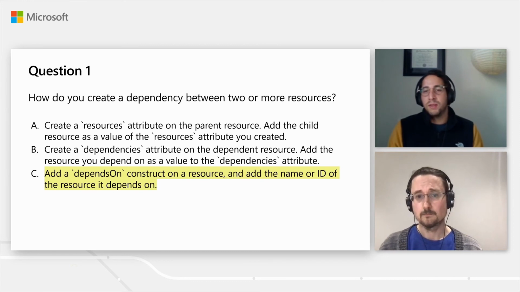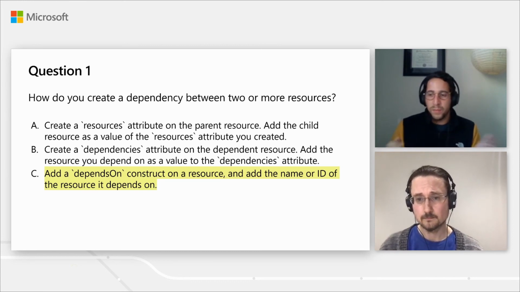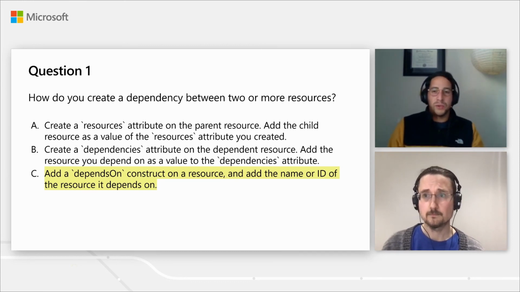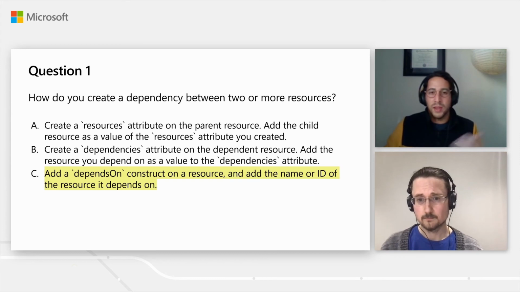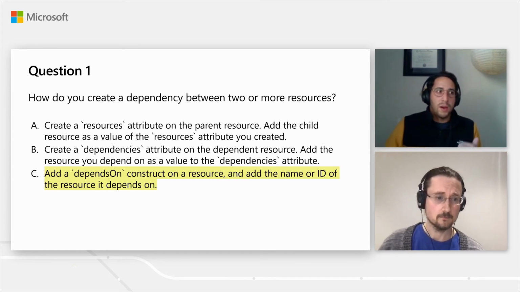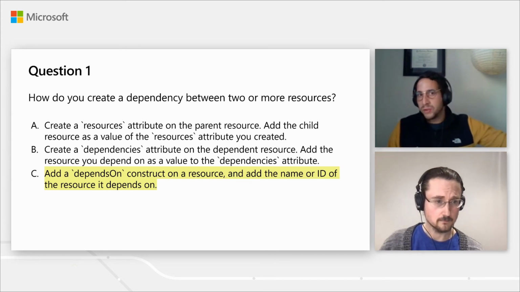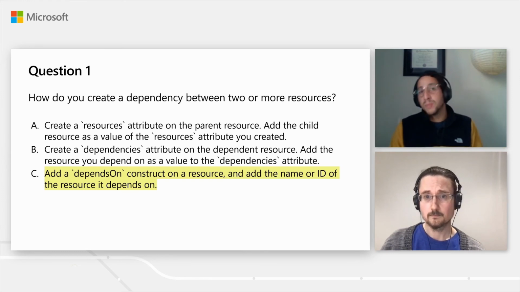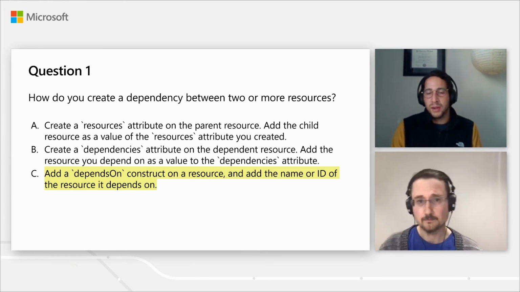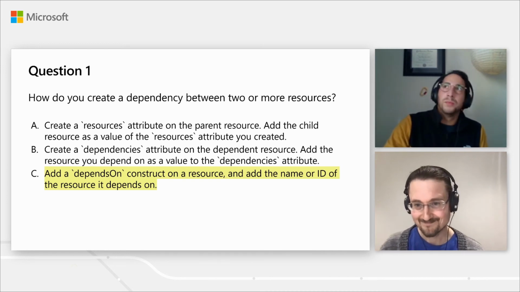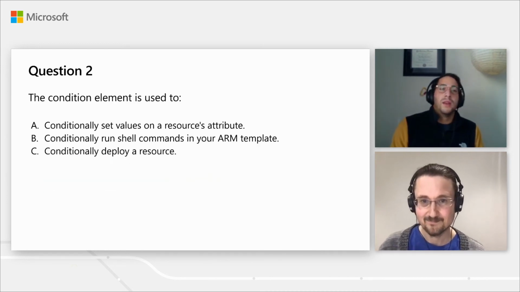And what we're doing here is telling Azure Resource Manager via an ARM template, this resource depends on this other resource, and that translates to ARM waiting for that other resource to exist before it attempts to deploy that resource where the dependency is declared. So let's move on to question 2.